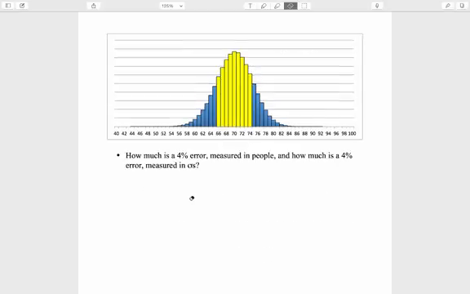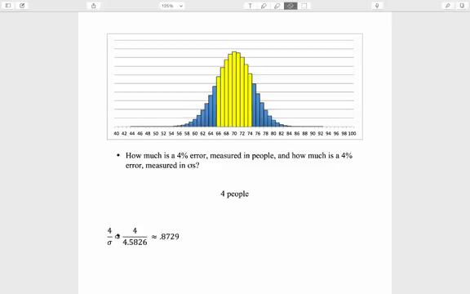That agrees with the numbers that we've seen a little bit earlier for falling within one standard deviation of the mean. Now, how much is a 4% error measured in people, and how much is a 4% error measured in sigmas? Well, in people, that's just 4 people, right? 70 plus or minus 4 people. And although we just computed 4.5 divided by the standard deviation, I'd like to see what we get when we find 4 people divided by the standard deviation.